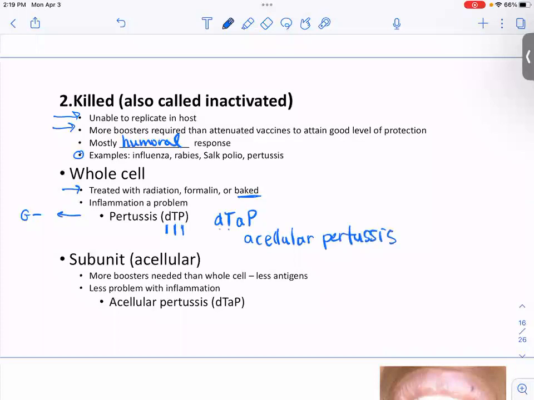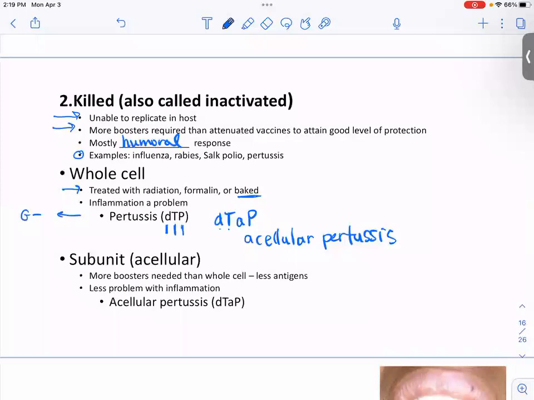Because that pertussis vaccine caused a lot of inflammation. So things like redness, pain at the site of infection, maybe a little fever. Not a big deal, but when mothers are getting their babies vaccinated, and they're really fussy and cranky after that, then maybe they're going to decide not to go back for that next dose.